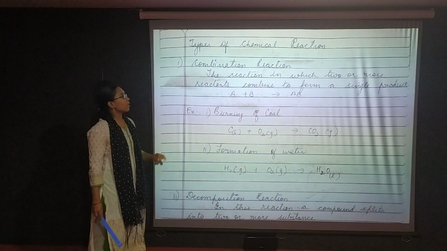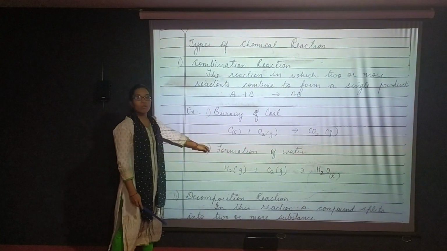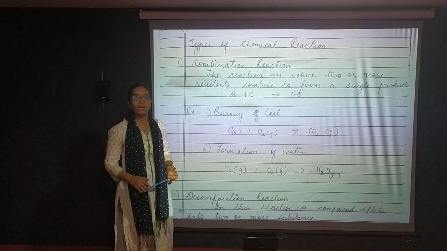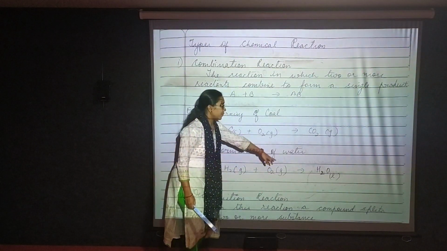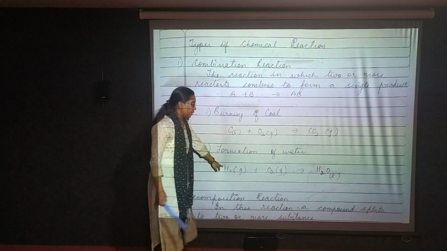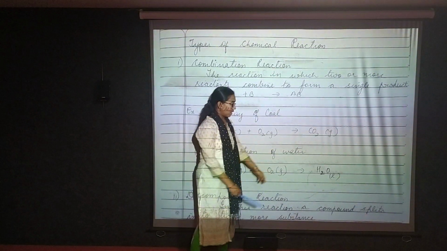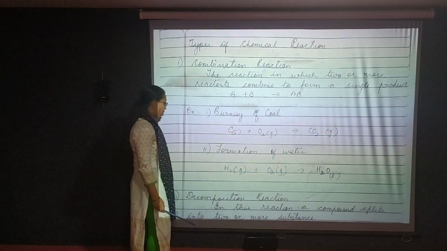The second example of a combination reaction is the formation of water. What is water? H2O. Now how will you get water? By combining hydrogen and oxygen. So this is hydrogen plus oxygen, you will get H2O. Hydrogen gas is represented as G, O2 again G, then H2O. H2O is in the liquid form.